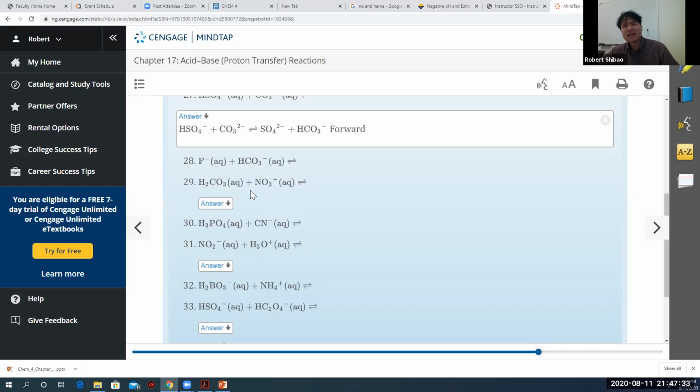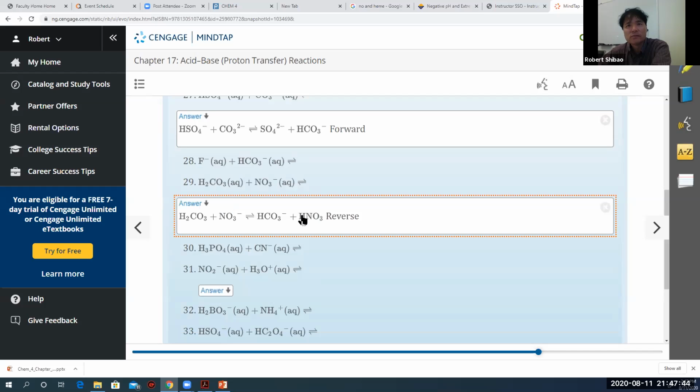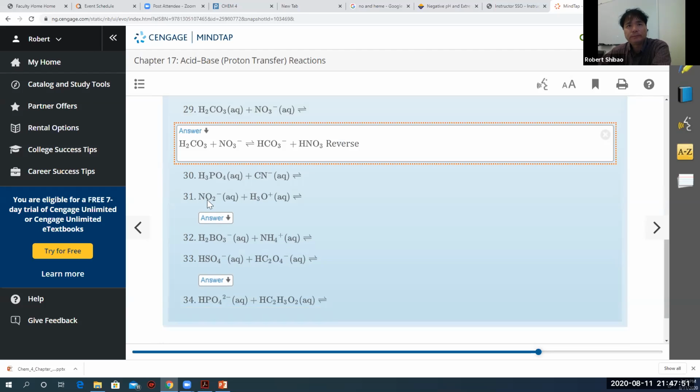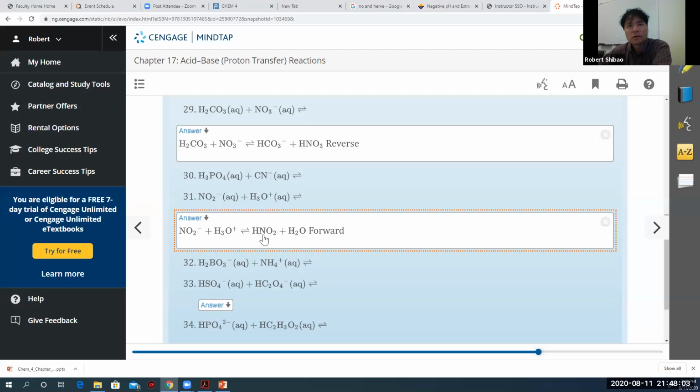Carbonic acid and nitrite is going to form bicarbonate and nitric acid. And carbonic acid versus nitric acid, nitric acid is stronger, so the reverse is favored. Nitrite and hydronium is going to form nitrous acid and water. And so this one, the forward would be favored. Hydronium is stronger acid than nitrous acid. So nitrous acid and water, forward.